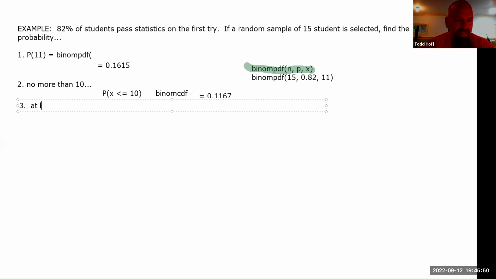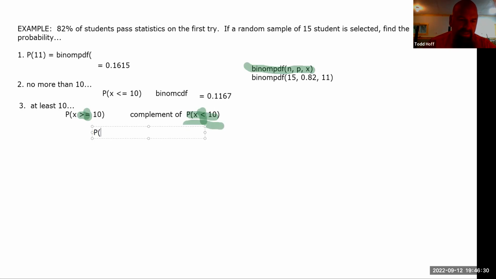So the next example I want to do here: what about at least 10 pass on the first try? Well, this is the probability that X is greater than or equal to 10. This is the complement of the probability X is less than 10. So the first question might be, how do I know in the complement whether it's strictly less than or equal to? Well, that's a relatively easy answer. Over here, there's an equal to, so there cannot be an equal to in the complement. This is greater than or equal to, so the complement is strictly less than.